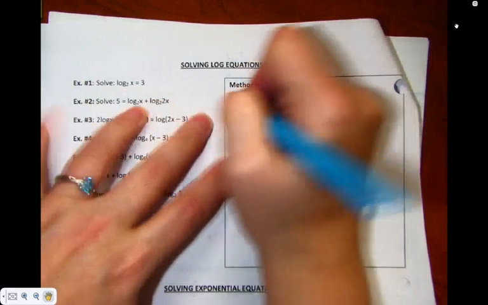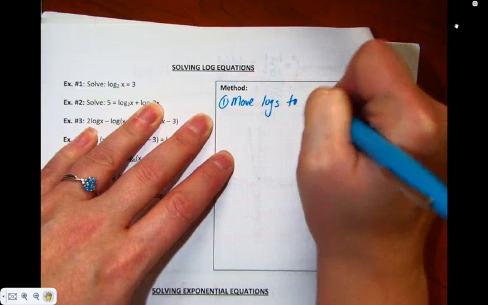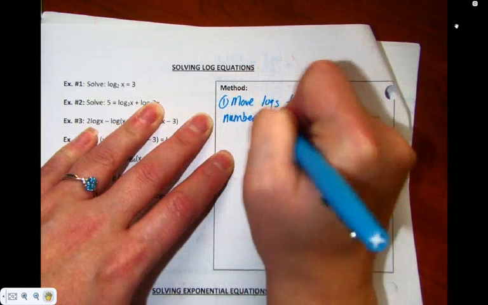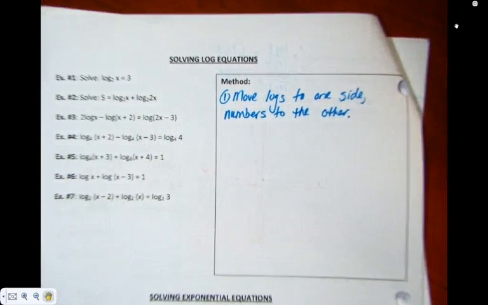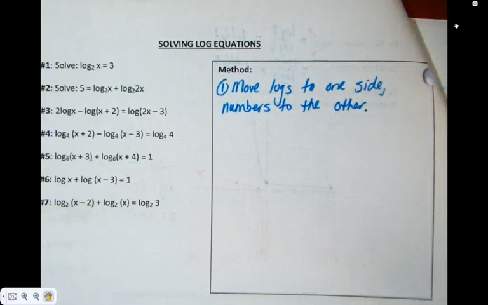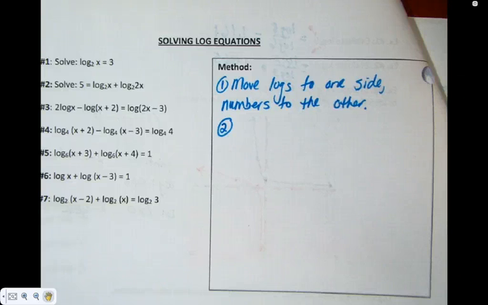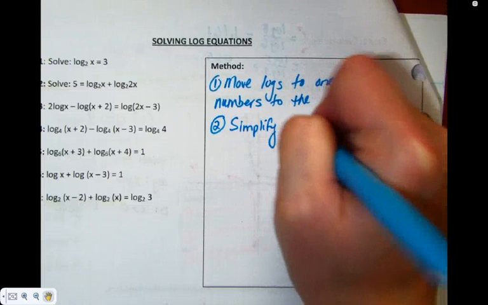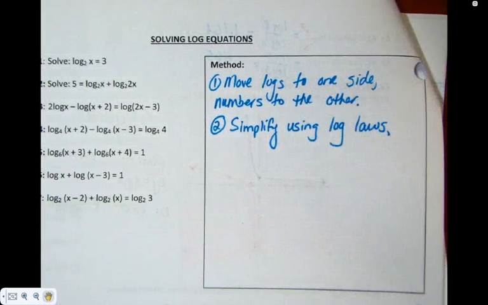Step number one is move logs to one side, numbers to the other. Move logs to one side, move anything without a log to the other. Number two, simplify using log laws.